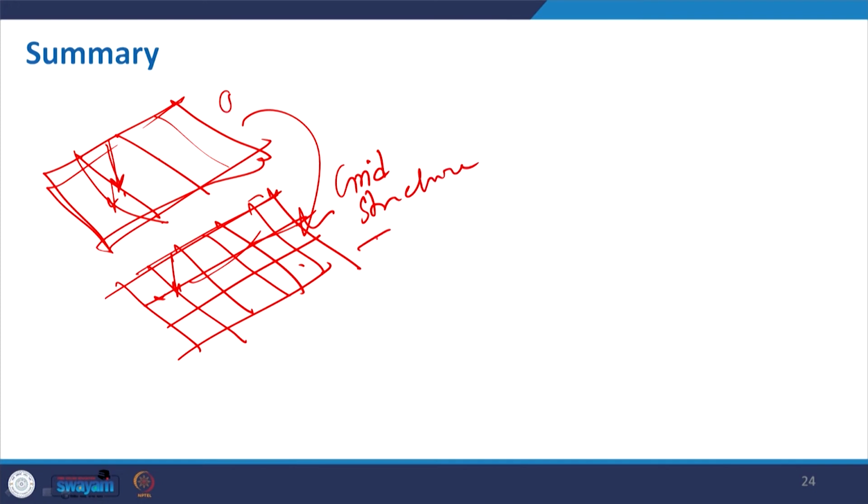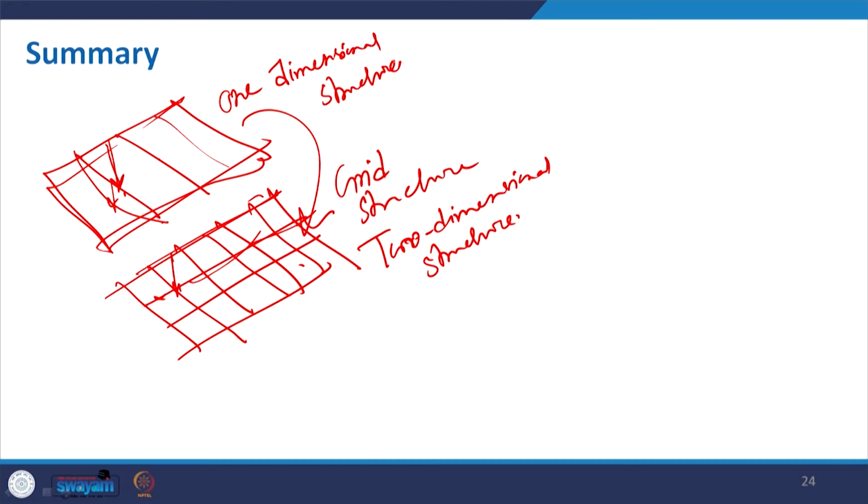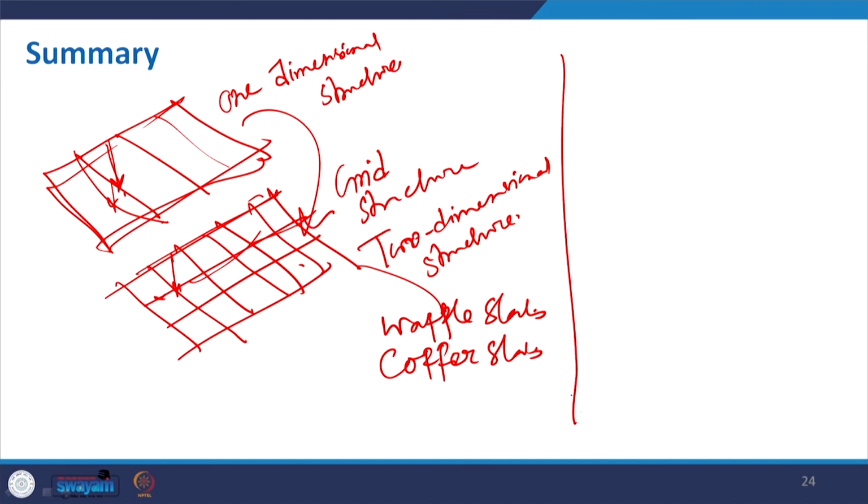and it is also called a two dimensional structure, and this is a one dimensional structure, right. So, this is also referred to as your waffle slab construction. We can use this, or we also refer to it as the coffer slab. In the typology, we have orthogonal, where it is a very rectangular, rectilinear form.